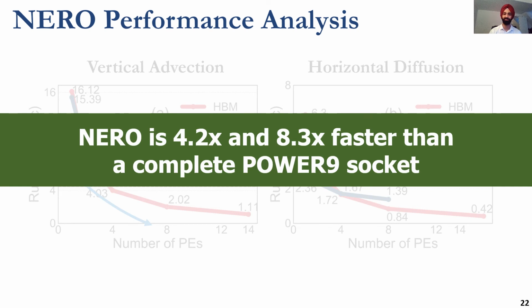By carefully designing the microarchitecture with application-specific heterogeneous memory hierarchy, NERO is 4.2 times and 8.3 times faster for vertical advection and horizontal diffusion respectively than a complete Power 9 node.